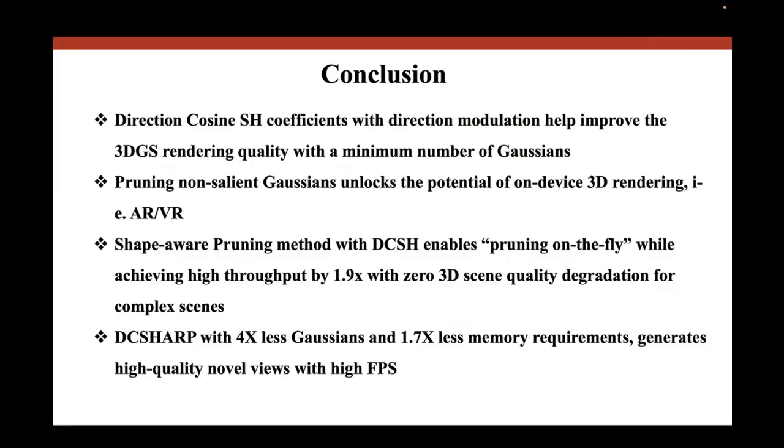On top of that, we prune non-salient Gaussians to unlock the potential of on-device 3D rendering, for example, in AR/VR devices. For this purpose, our proposed shape-aware pruning method with DCSH enables pruning on the fly while achieving high throughput with zero 3D scene rendering quality degradation for complex scenes. So DCSH ARP with 4x fewer Gaussians and 1.7x less memory requirement generates high quality novel views with high FPS.